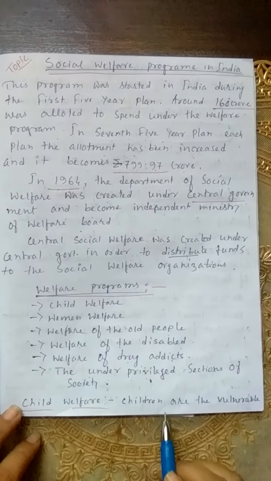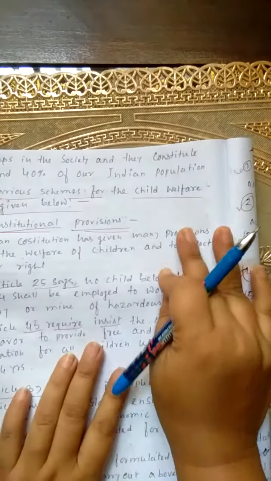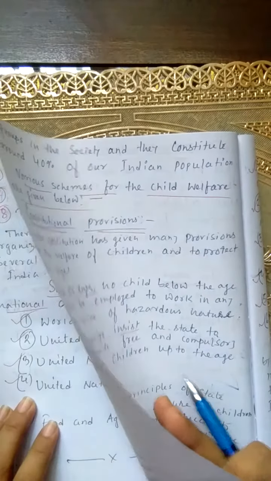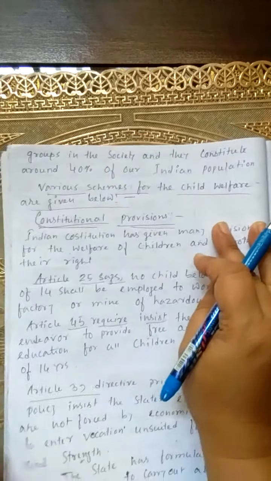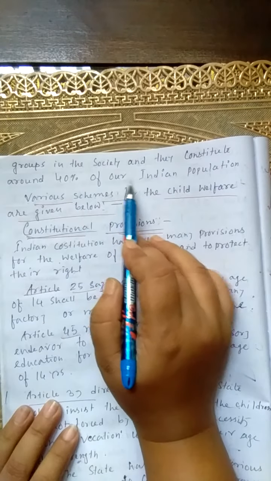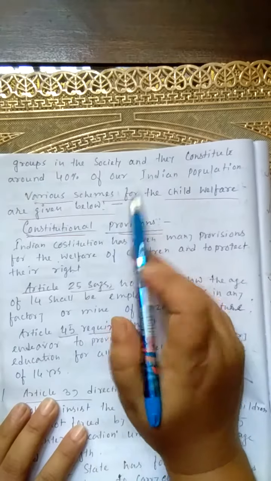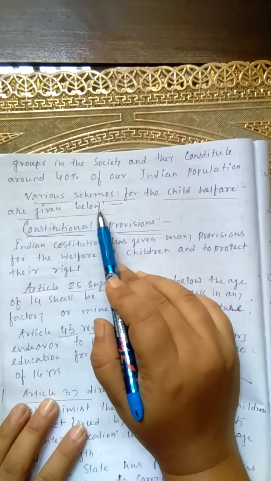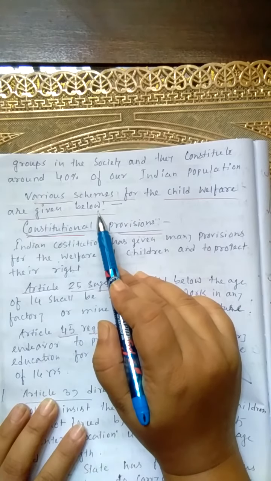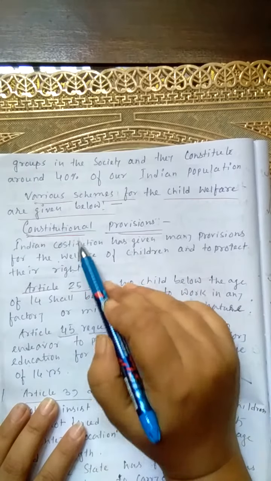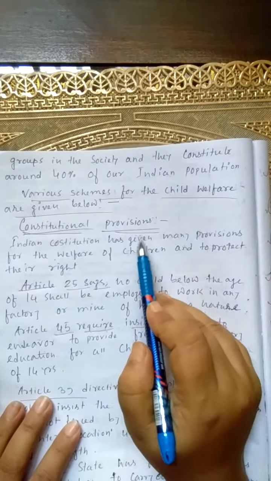Child welfare. Children are vulnerable groups in the society. Children are always vulnerable groups in our society and they constitute around 40% of our Indian population. Various schemes for child welfare were initiated by our Indian government. They are given below. Constitutional provisions.